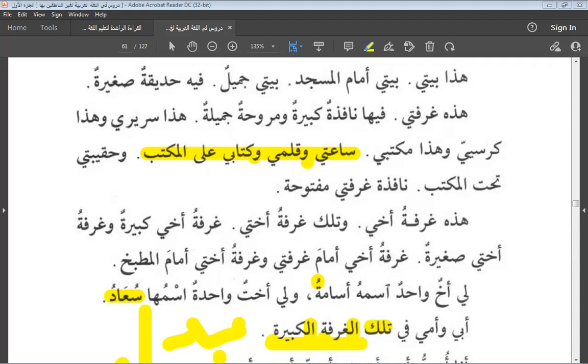If I want to say, I hate it, argabu anhu. If I say argabu anha, I hate her, I dislike her. But argabu fiha, I like her. So let's take note of just the huruf al-jar is what changes the meaning. You take note of it. And then we said we were going to talk about the waw al-thamaniya.